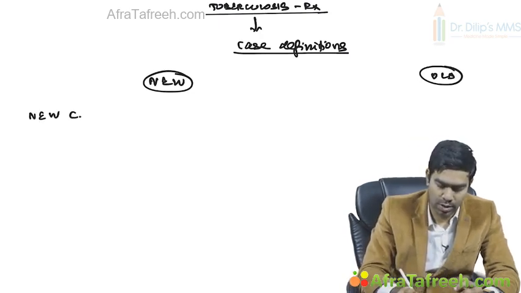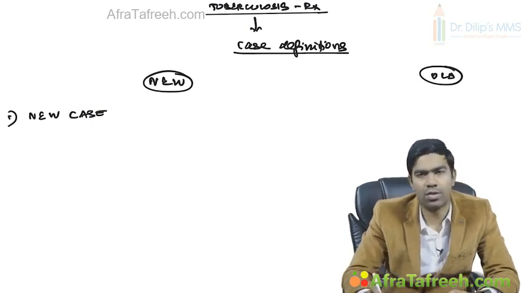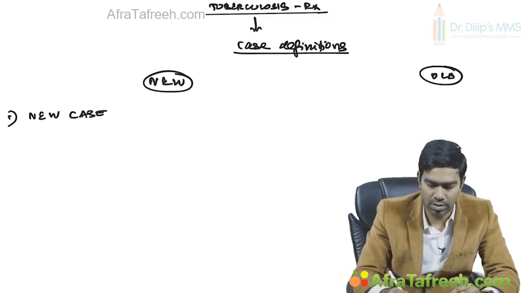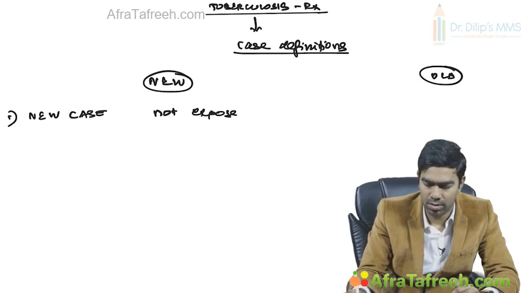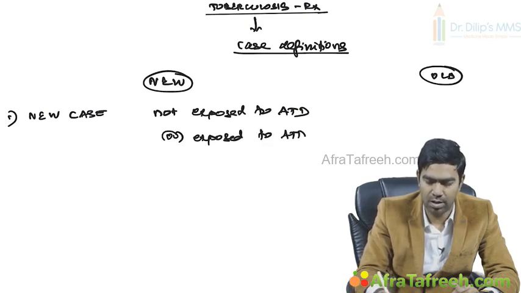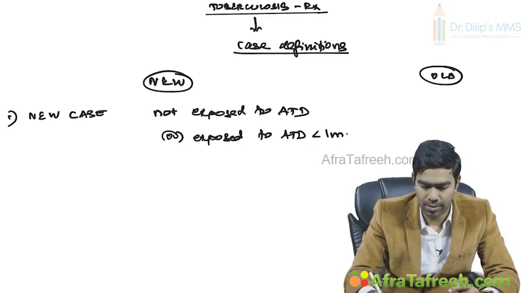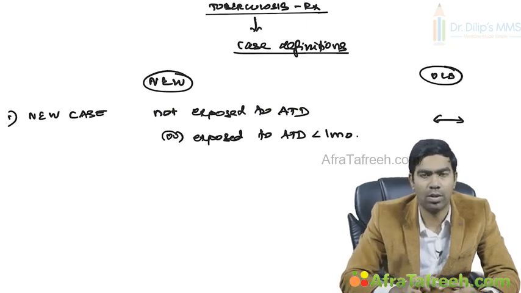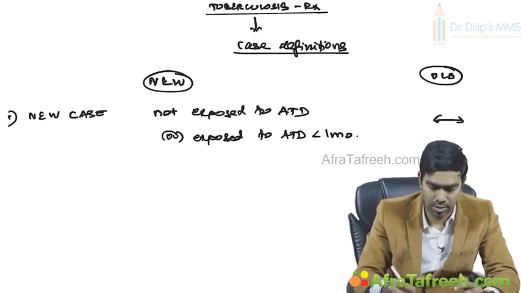So what do you mean by a new case? The definition of a new case doesn't change much between the previous as well as the current guidelines. A new case is the one who has not been exposed to antitubercular drugs, any form of ATT treatment, in the past, or who has been exposed to antitubercular drugs in the past, but for less than a month. So this is what we call a new case. And this is the same in the old guidelines also. There is not much change in the new guidelines.